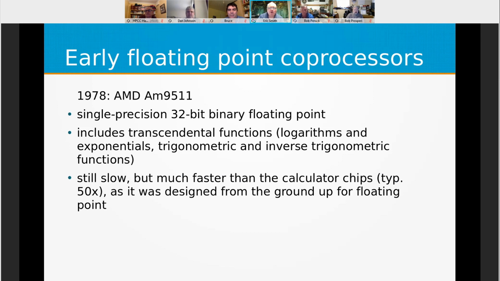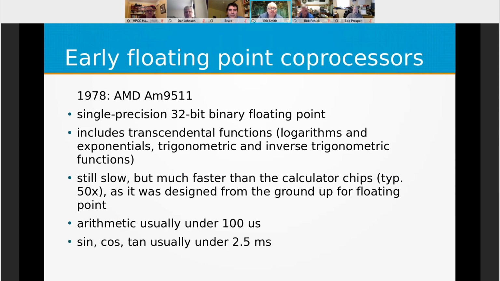This came about even though it's microcoded. It was designed from the ground up for floating point, so all of its internal data paths are optimized for floating point. And arithmetic functions were usually under 100 microseconds, and basic trig functions were under 2.5 milliseconds. So still slow by 21st century standards, but a big improvement back in 1978.